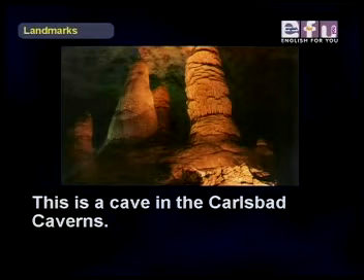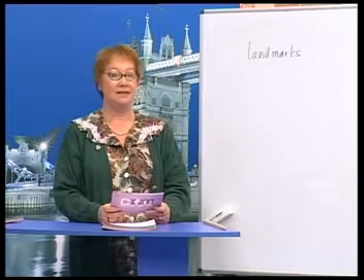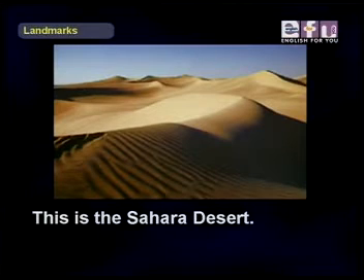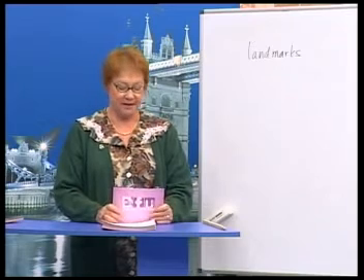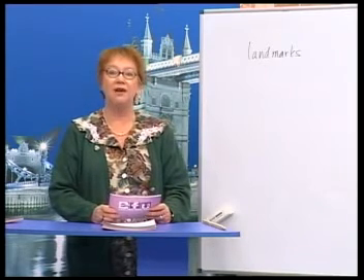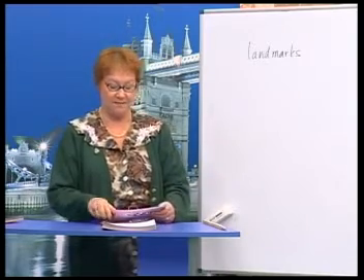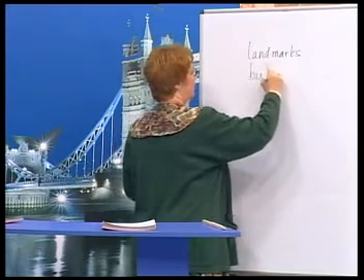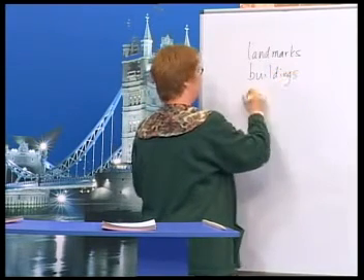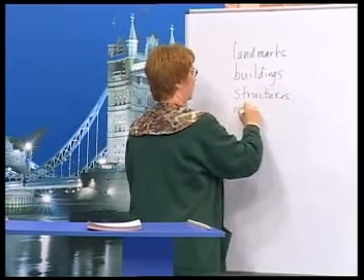This is a cave in the Carlsbad Caverns. It's in the United States. This is the Sahara Desert. It's in Africa. Now, some geographic features are not natural. They're made by people. We can call them landmarks, special buildings, structures, or monuments.